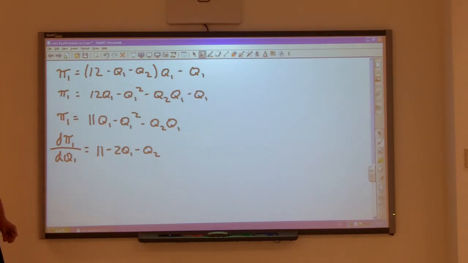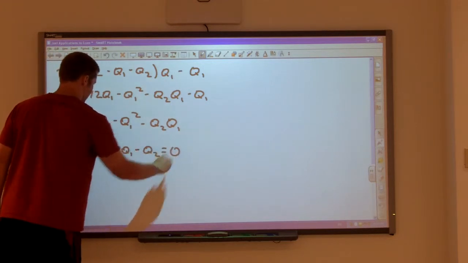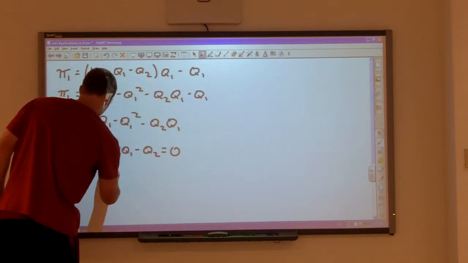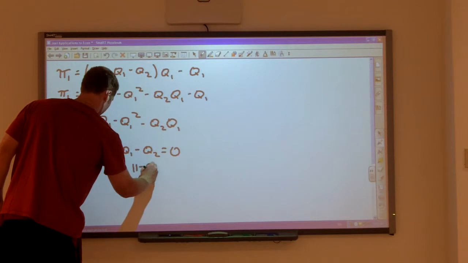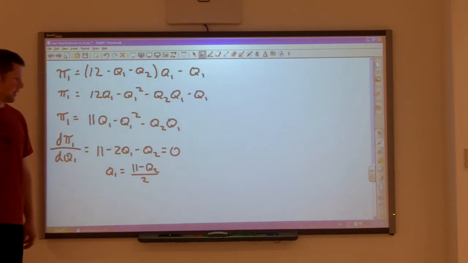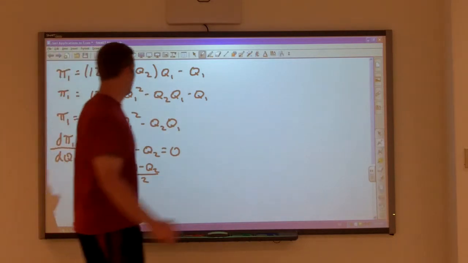Let's solve that for Q1. If we're going to maximize it, we have to set the derivative equal to 0. So Q1 equals 11 minus Q2 over 2. Okay, terrific. Let's do the same thing for firm 2 over here.